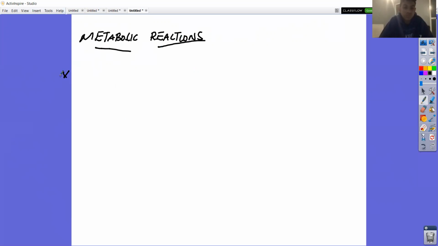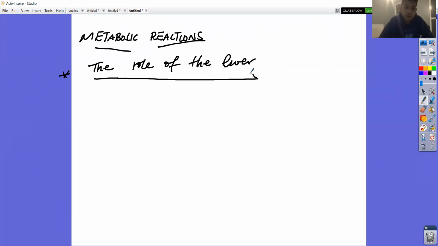Now, for your higher tier paper, you also need to know about the role of the liver. What do you think the role of your liver is? Does it break down like, I know in general what it is, but I know like with alcohol, like it breaks down. Yeah, absolutely correct. Okay. Now it's a large reddish brown organ, and it carries out many different functions in the body. It's got a lot of functions.